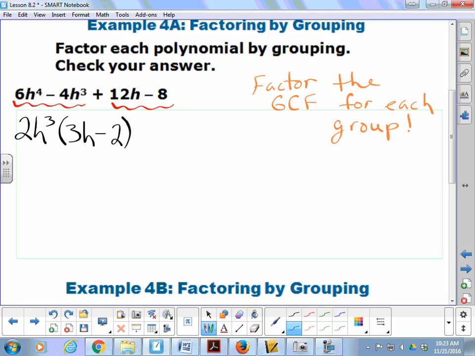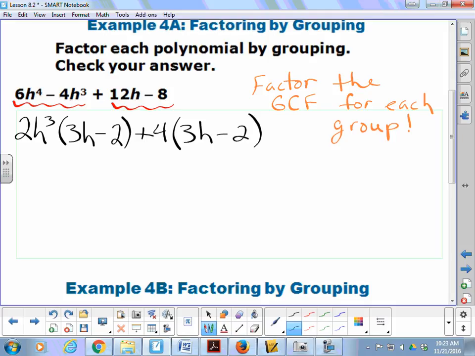Okay, so now we have a plus sign here, so we look at the other group. Kimmy, what do 12h and 8 have in common? What's the greatest common factor of 12 and 8? Four. Yep, good. So we put 4 out front. 12 divided by 4 is 3, so we have 3 and an h, because we have this h here. And 8 divided by 4 is 2, so we have minus 2.